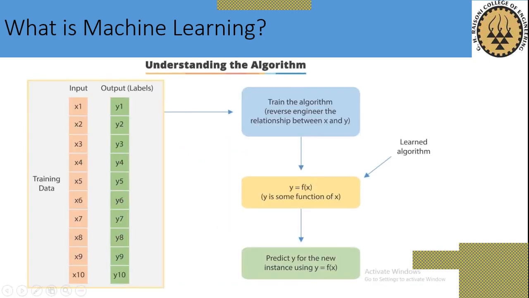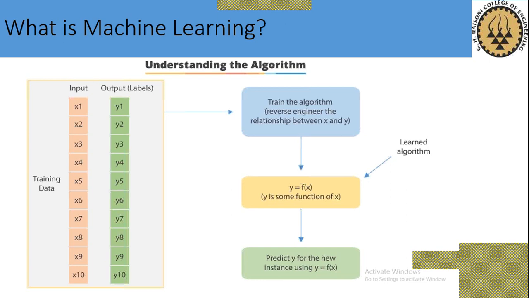Now let's consider how machine learning works. To understand the working of machine learning algorithms in detail, keep in mind that every machine learning algorithm requires training data. The training data has some input and expected output. That is called the labeled data set.